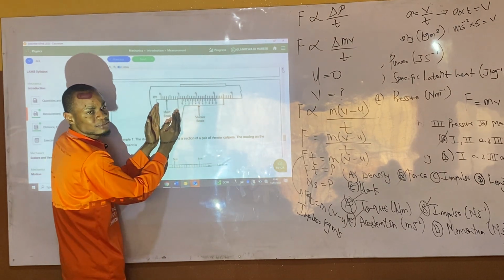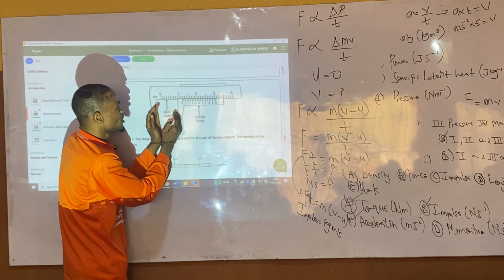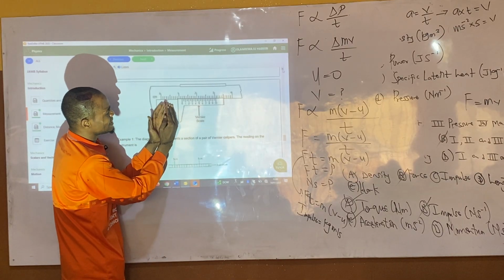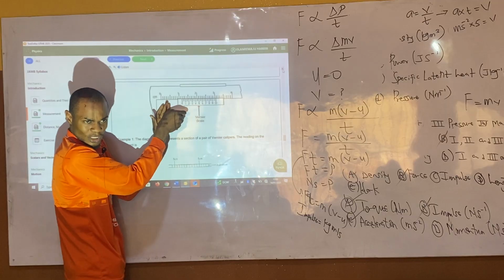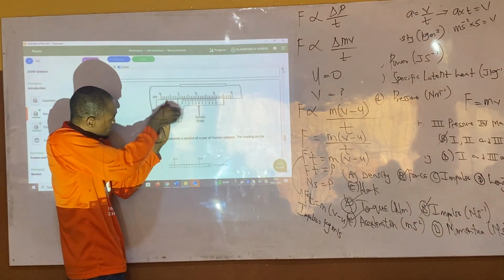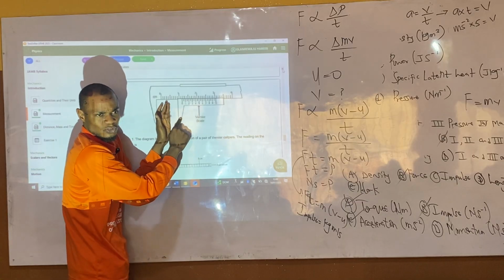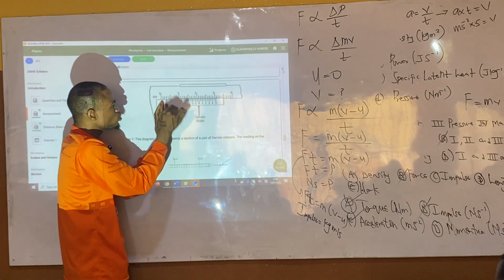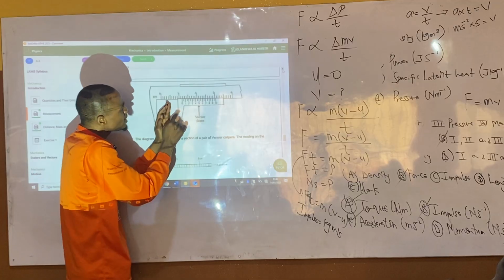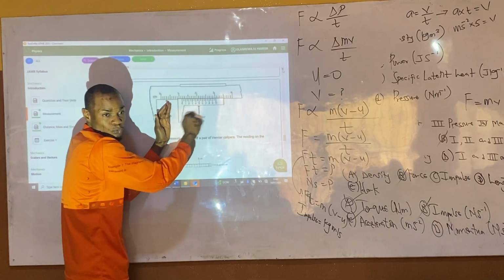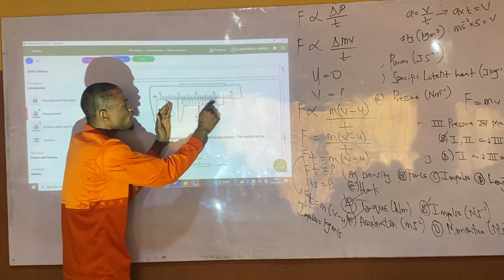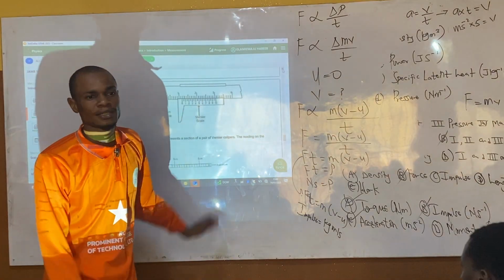I will place the object I want to measure the diameter of here. If the object is of this size, I will shift this, what looks like a gun arm, until it fits. So it's movable. This jaw here is a movable jaw. This fixed jaw is called the lower jaw. The scale on this movable jaw is called the vernier scale.